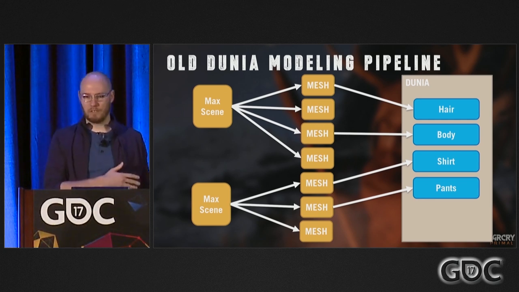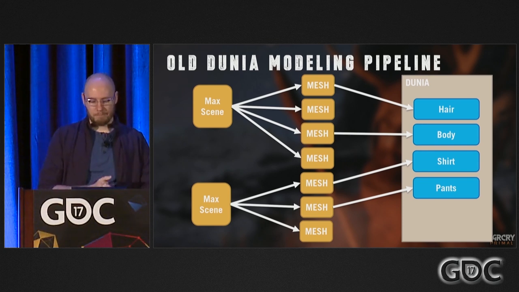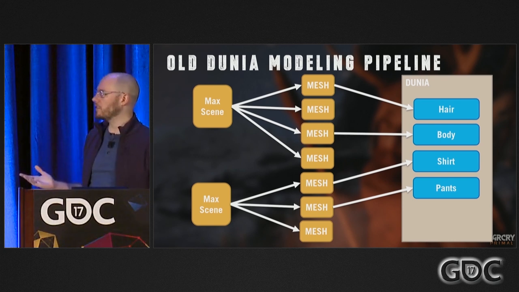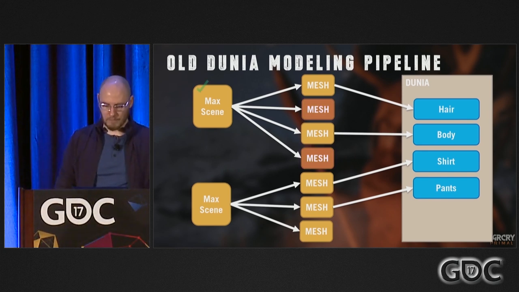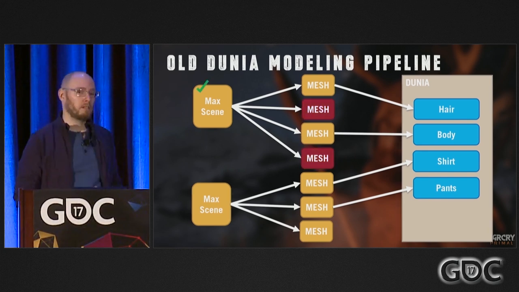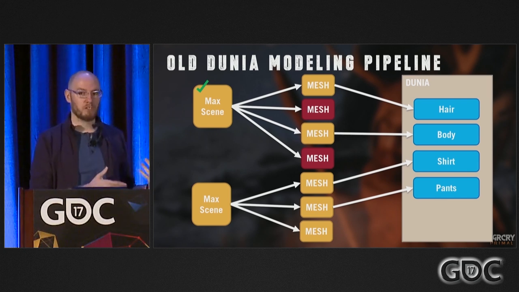If you remember, that character didn't have legs or shoes, so he may be pulling other parts of himself from a different Max scene. That's not really great because now you can see if I actually wanted to work on this character, I don't have all the meshes that I need to actually edit him. Because I'm going to check out that Max file, and I'm going to work on stuff in there. I'm basically blocking it from anyone else working on any mesh that comes out of that file.